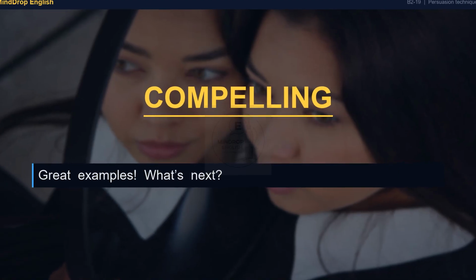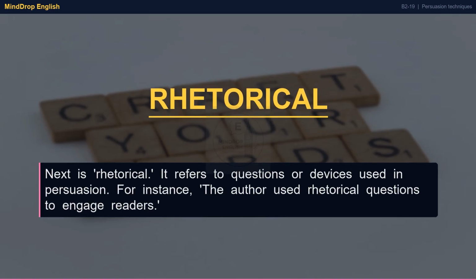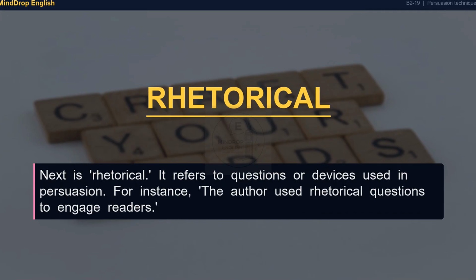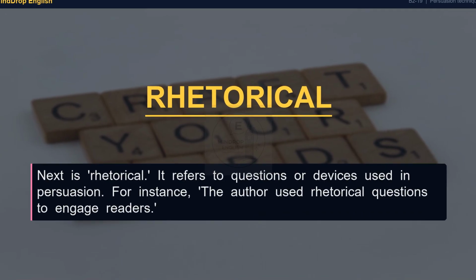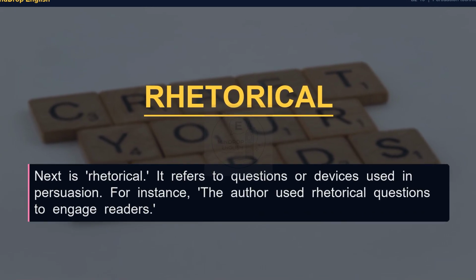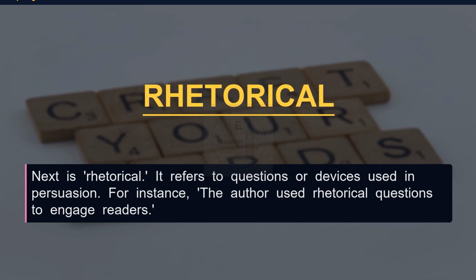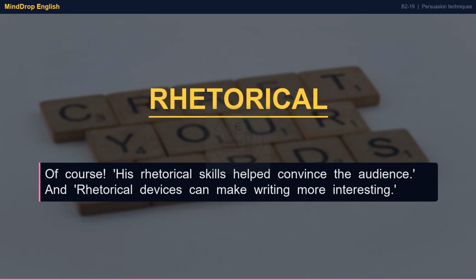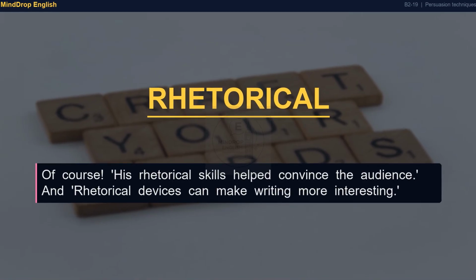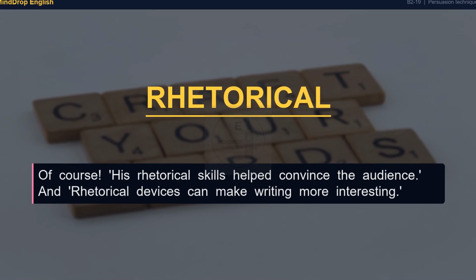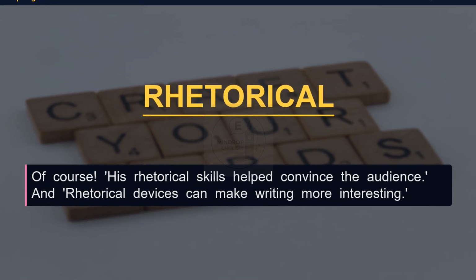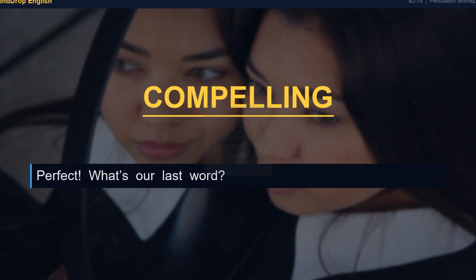Great examples. What's next? Next is rhetorical. It refers to questions or devices used in persuasion. For instance, the author used rhetorical questions to engage readers. I understand. Any other examples? Of course. His rhetorical skills helped convince the audience. And, rhetorical devices can make writing more interesting. Perfect. What's our last word?